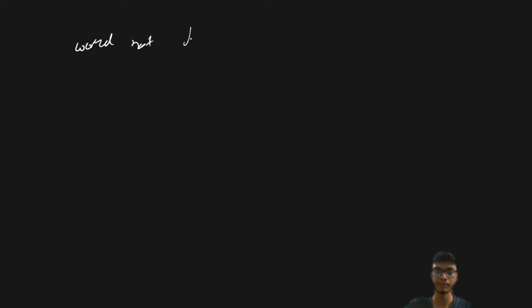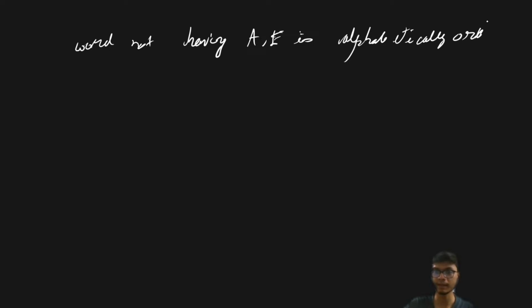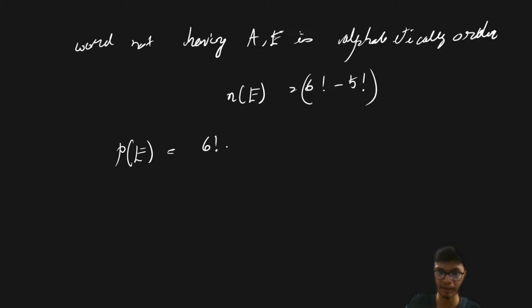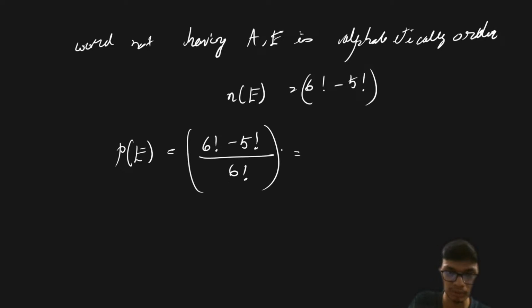Right, so therefore the number of words not having A and E in alphabetical order is basically simply given out as 6 factorial minus 5 factorial, and that is the number of favorable events. So if we calculate the probability for the given event that I have to find out, it is basically given as 6 factorial minus 5 factorial divided by 6 factorial, and that is going to be my required answer for this particular problem.